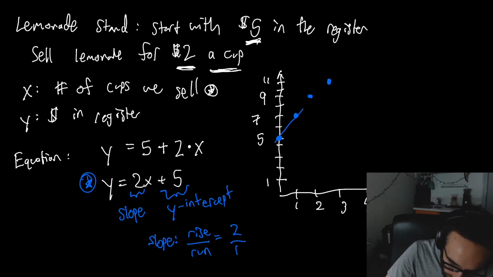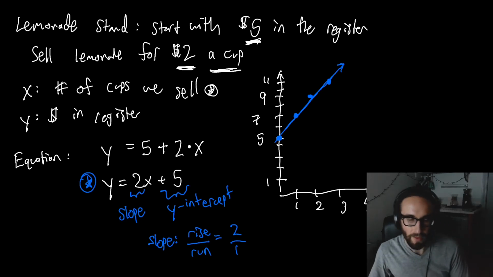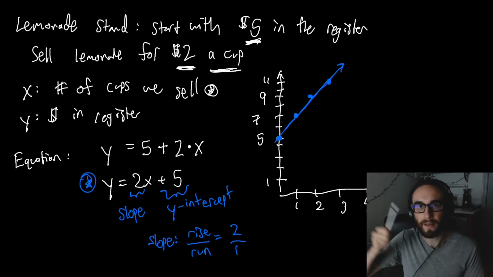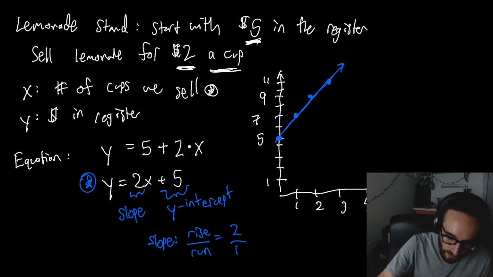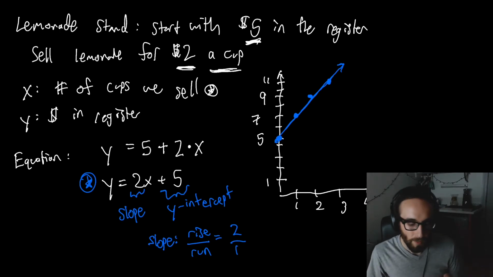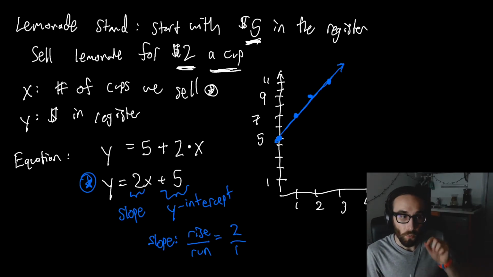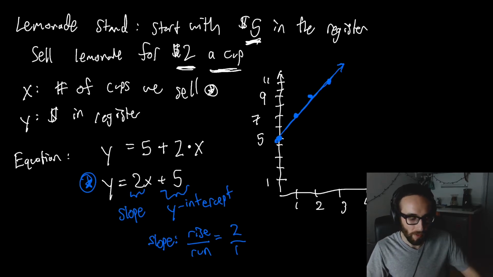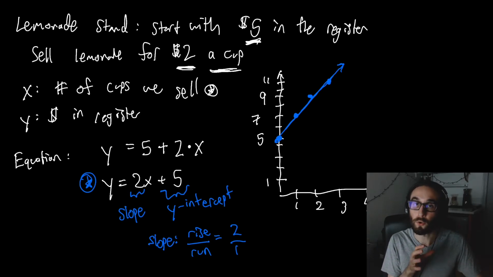So this isn't a perfect line, but this is what our graph would look like. We would have these points, we can connect them with a line, and then draw that arrow to indicate that our line keeps on going if we sell more cups. So here we went over an example of a linear relationship, writing an equation for that relationship, and then looking at a linear equation and graphing that equation using our y-intercept and our slope.